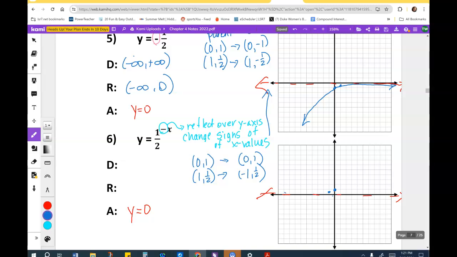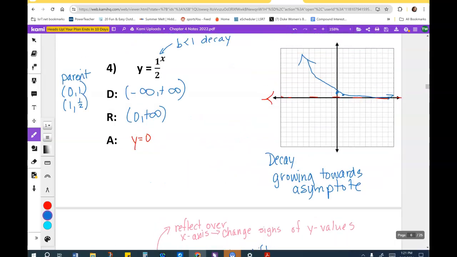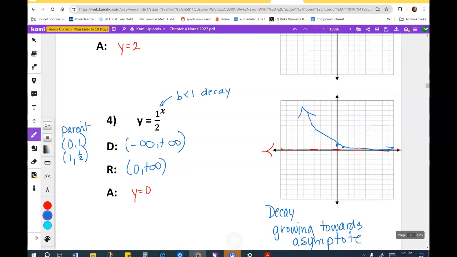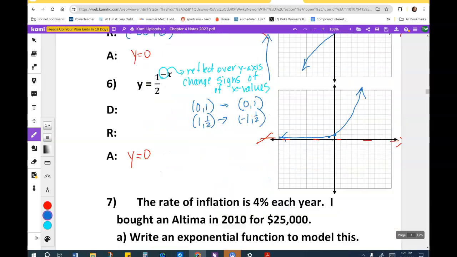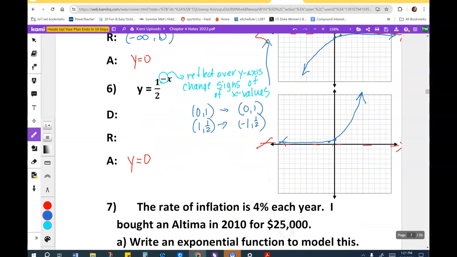Okay, and this is going to look like this. Now, this is where things get confusing sometimes when they're talking about growth or decay. This looks like growth, but determining whether it's growth or decay depends on what the parent function does. And if you go back to number 4, that was our parent function. Our parent function is growing towards the asymptote, so it's decay. The reflection is just moving it around. So don't base your growth or decay on the end, it's always based on your parent.